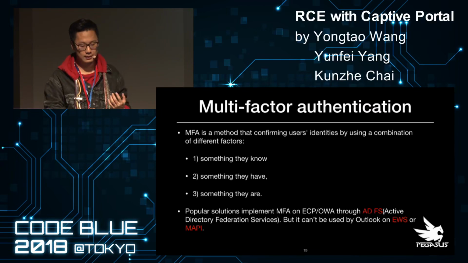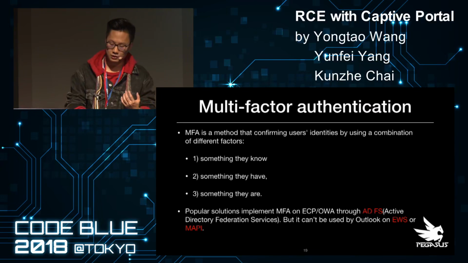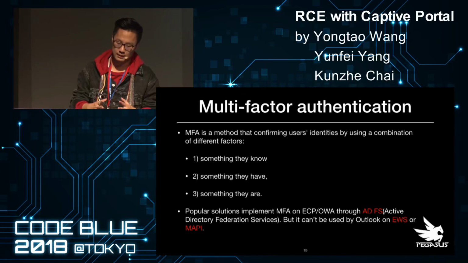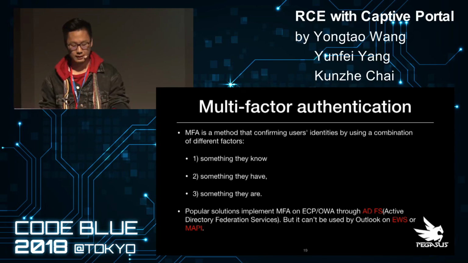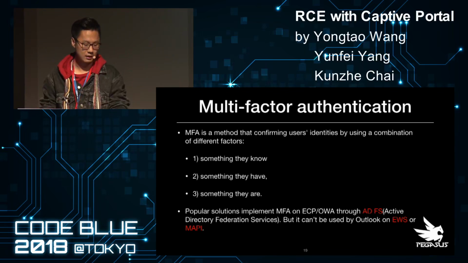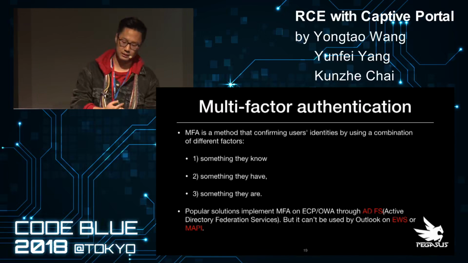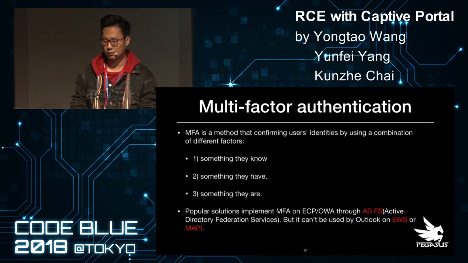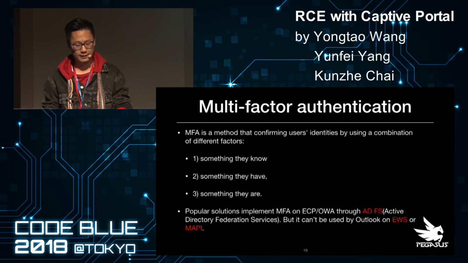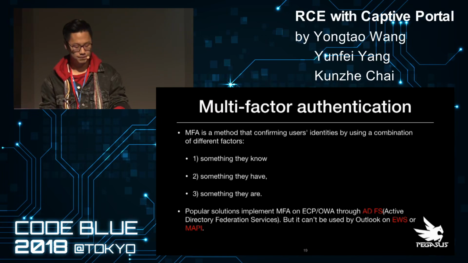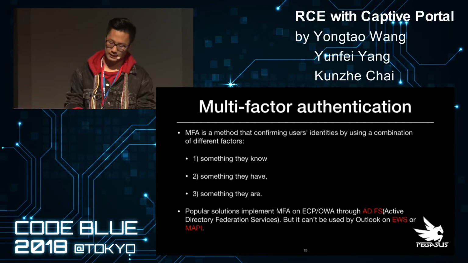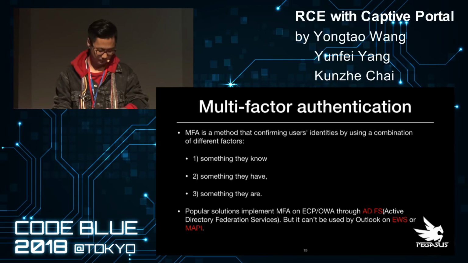It usually uses a combination of different factors. The first is something they know, the second is something they have, the third is something they are. Most solutions implement MFA on ECP or OWA through ADFS, but it can be bypassed by Outlook on EWS or MAPI. So there are some security risks.